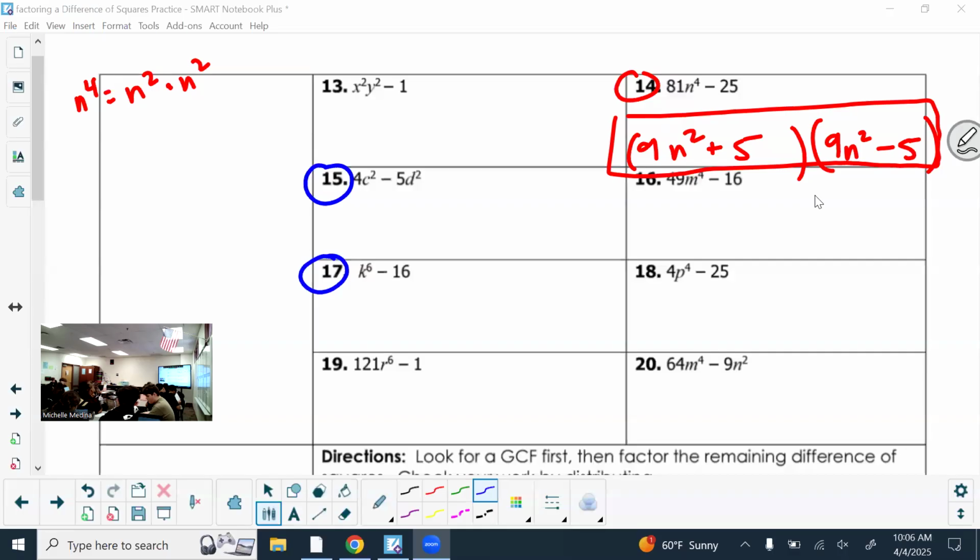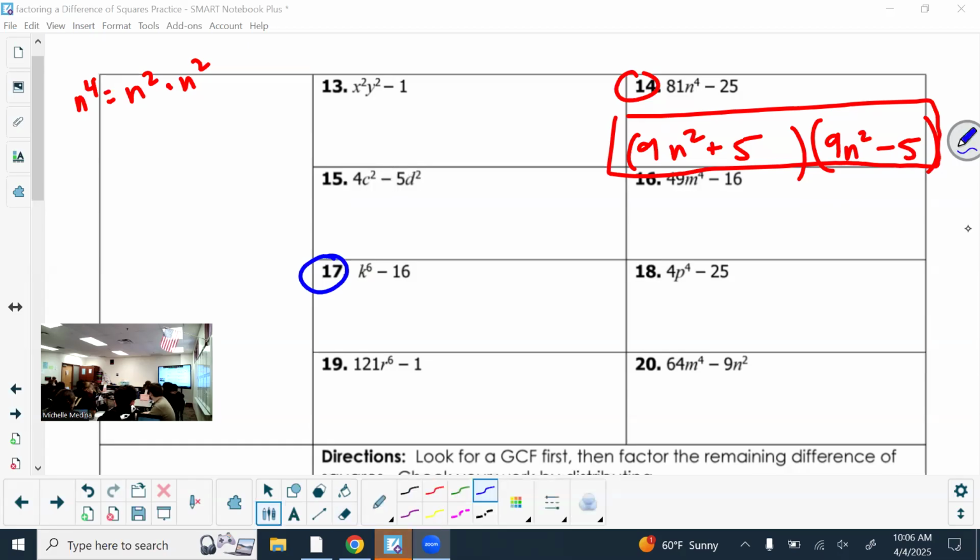In order to use that rule, it needs to be a two-term expression. So is it a two-term expression? Is there a minus sign in between the terms? And are they perfect squares on each side of the minus sign? No. 5 is not a perfect square. Everything else is, but the 5 is not.